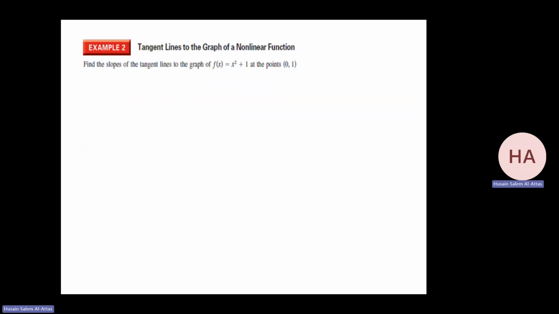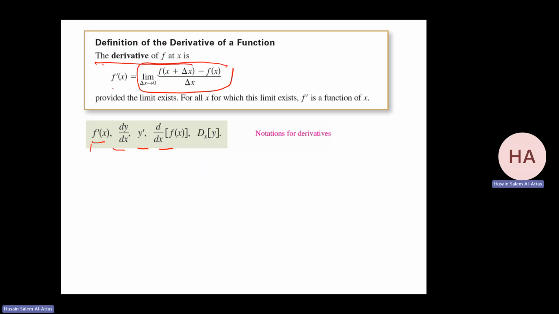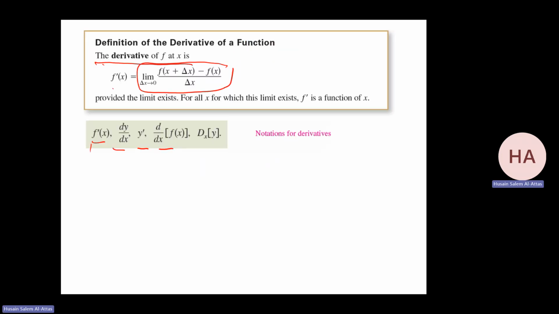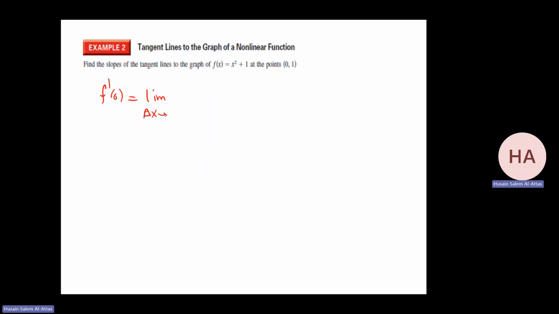So if we want to find the slope of the tangent at this point, I need to find, according to this theorem, f prime of 0, which is the limit, applying the same rule, as delta x goes to 0 of f of 0 plus delta x minus f of 0 over delta x. This will be the slope, which is the derivative. This is the slope of the tangent at this point, 0 and 1.